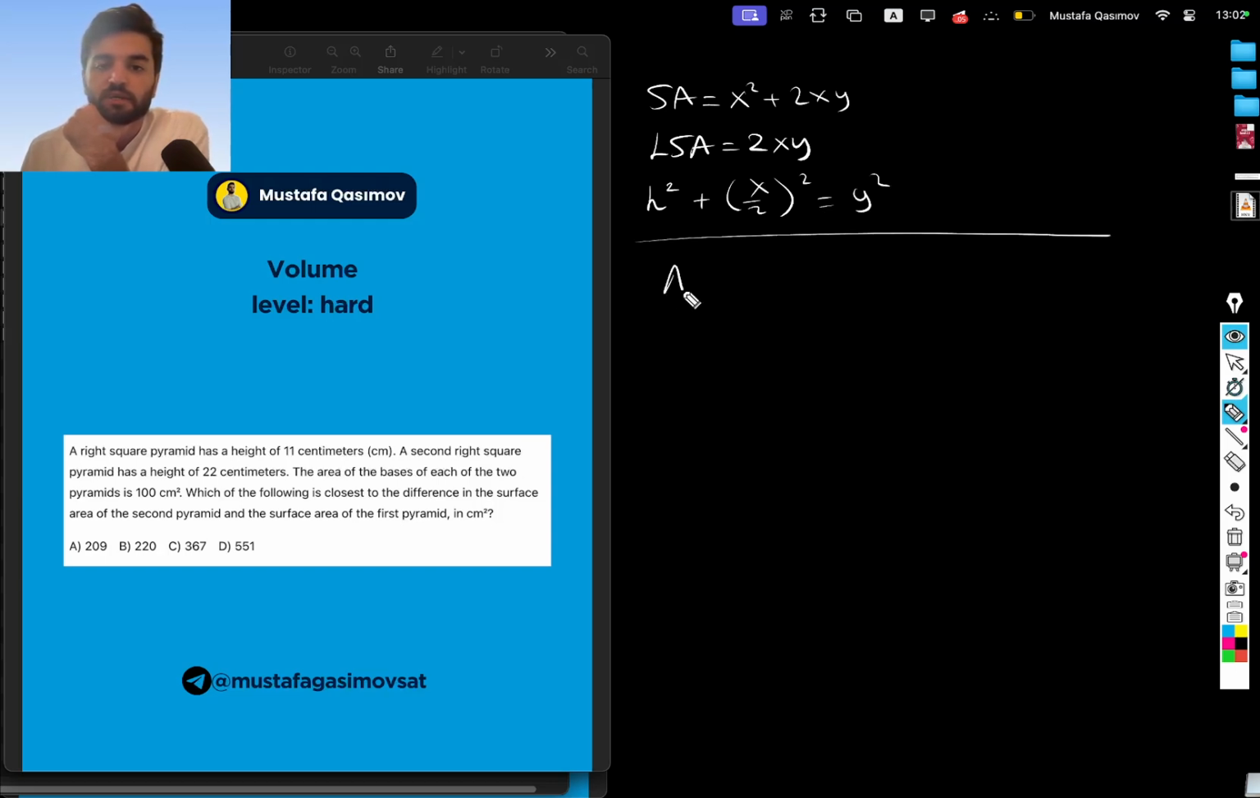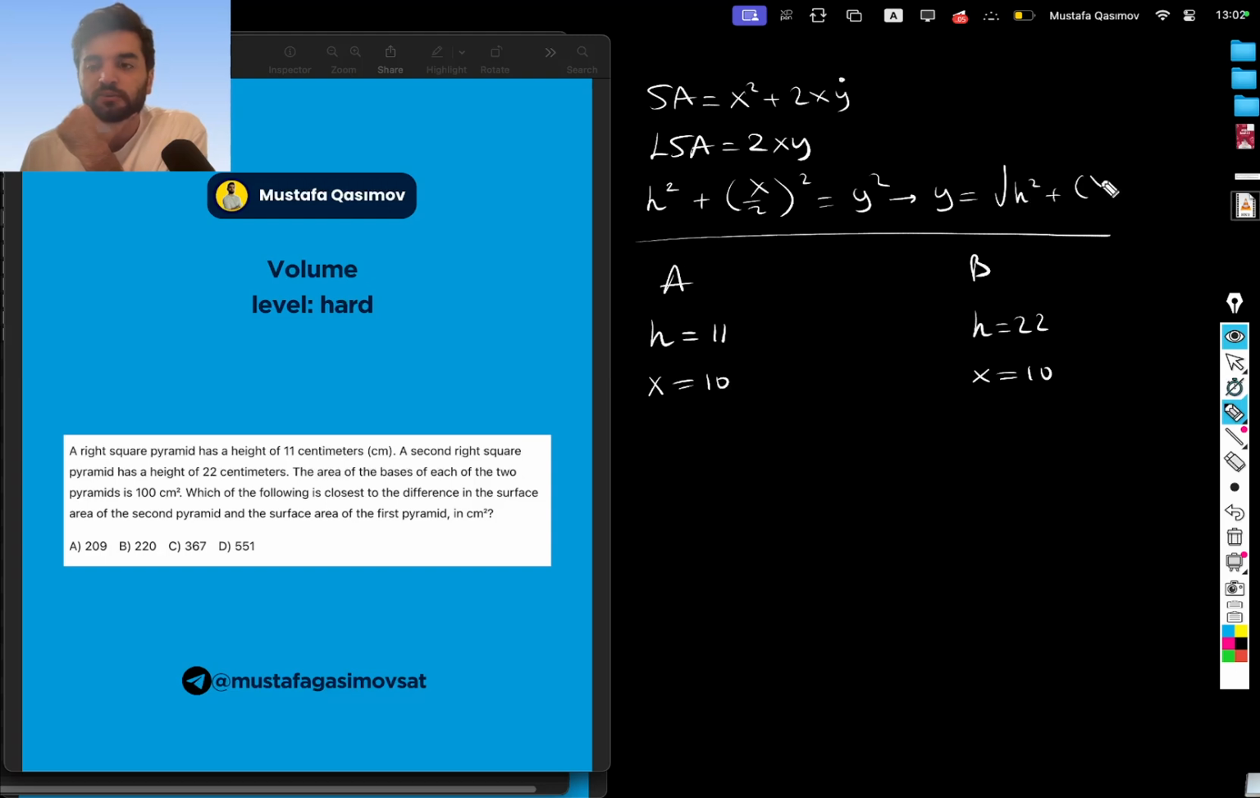Okay, now it says that we have two triangles, A and B. Height is equal to 11, height is equal to 22. Base is equal to 100, so one side will be 10. x is equal to 10, x is equal to 10. For finding difference between their surface area, we need to find y. For y, we have to use this formula. So from here, we can say that y is equal to square root of h squared plus (x over 2) squared.